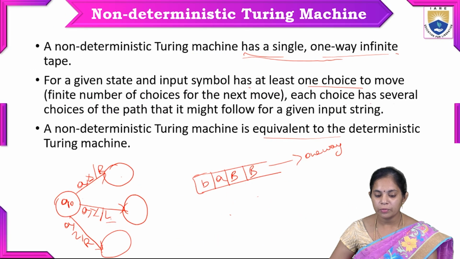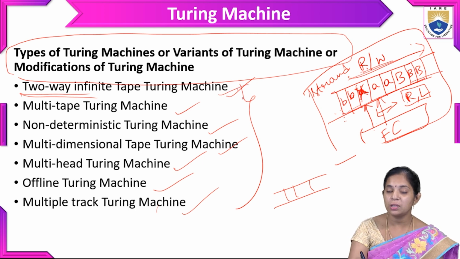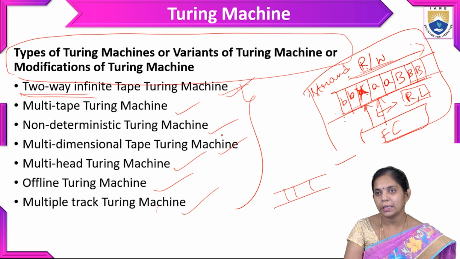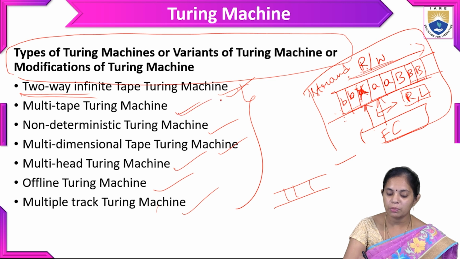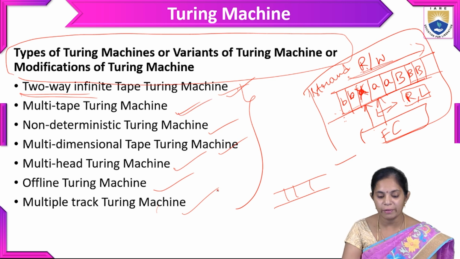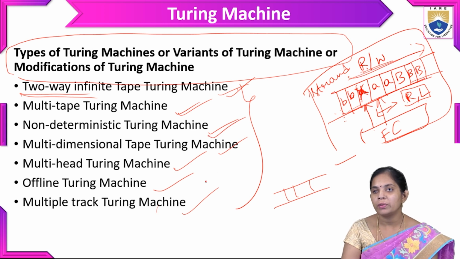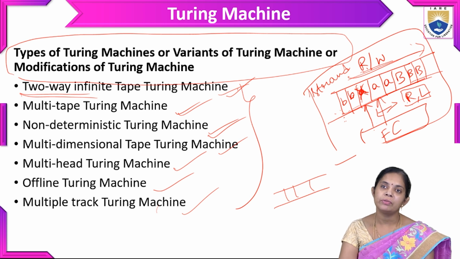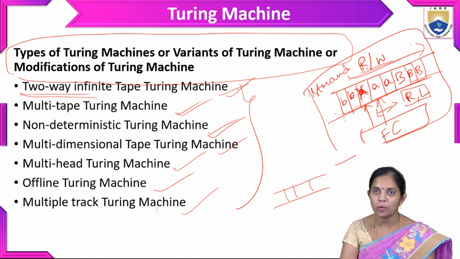Here, what are the Turing machine variations? The two-way infinite tape Turing machine has an infinite tape length, and it can move either left or rightwards. The multi-tape Turing machine has multiple tapes, and the head controls multiple tapes at a time. And non-deterministic: for one state, a single input can have multiple choices to other states, and from those states it can also move either left or right.